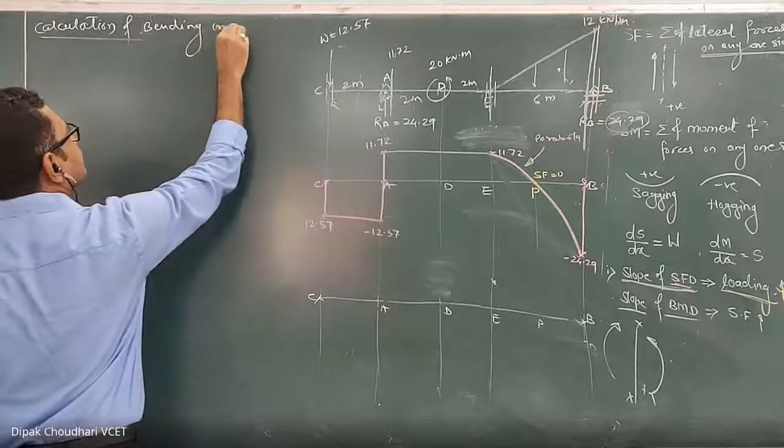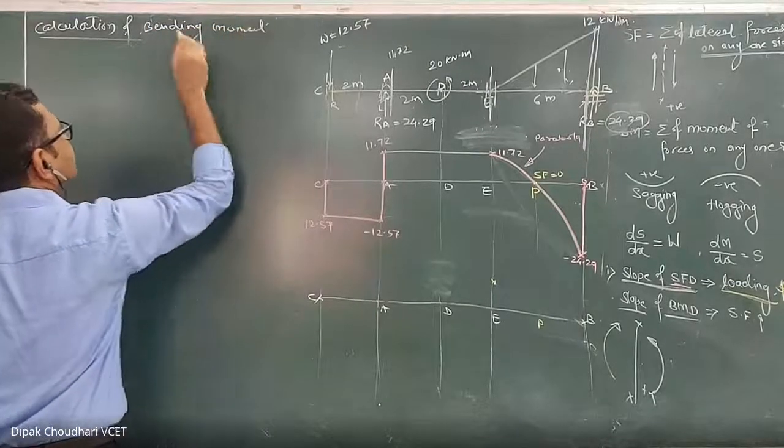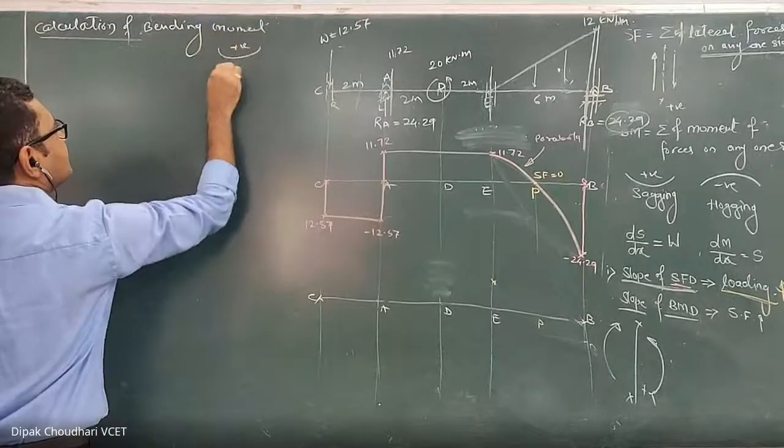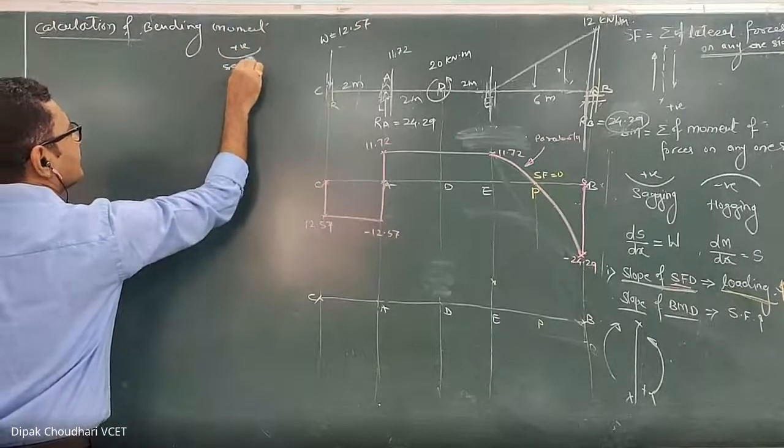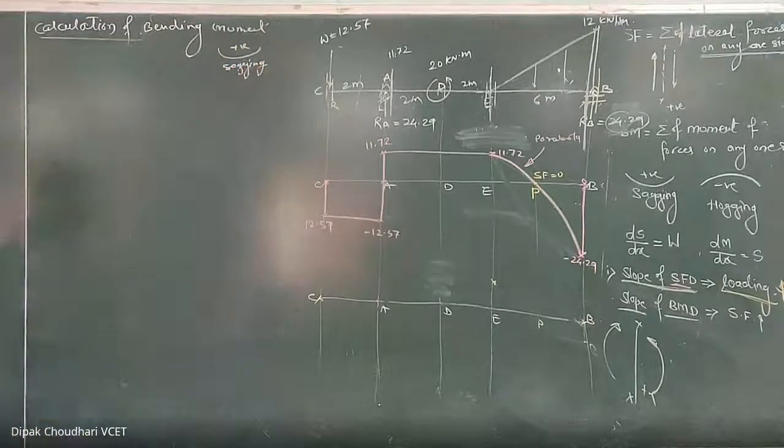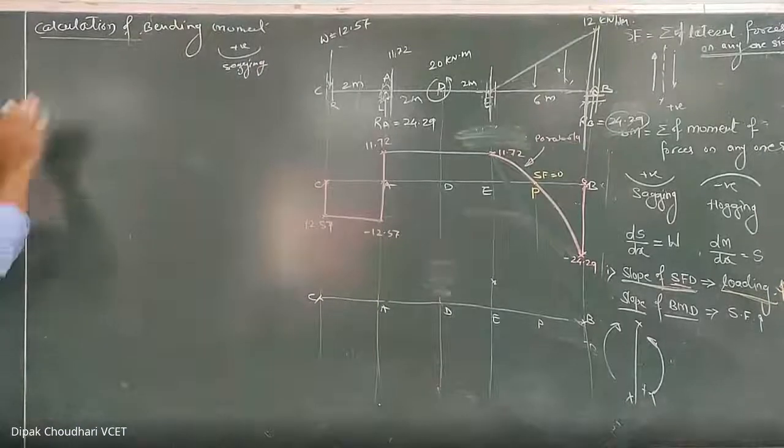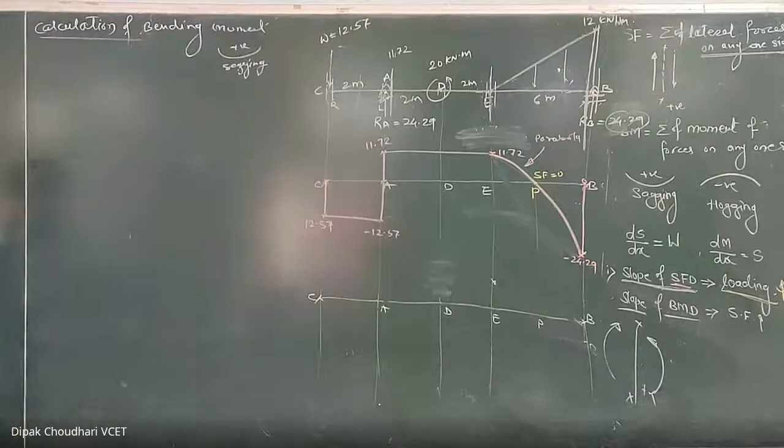Sagging is positive. This is sagging. Sagging positive means by default hogging is negative. Okay, and this is a standard sign convention. You have to use that. Here, let's start from left.